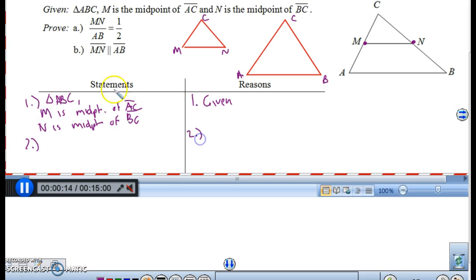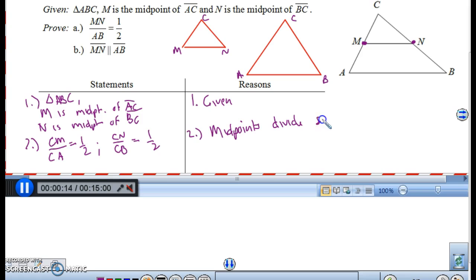Okay, so what do we know if this is the midpoint? Well, what does that tell me about CM compared to CA? CM to CA right here. Well, won't that be in the ratio of 1 to 2 because this is a midpoint? This piece is half of this piece. So that tells me the ratio of CM to CA is a ratio of 1 to 2. And that's because of the midpoint. And also the same thing is true over here for CN and CB. So the ratio of CN to CB is also a ratio of 1 to 2 because midpoints divide segments in half. So if you're dividing in half, the pieces are a ratio of 1 to 2. So midpoints divide segments in half.